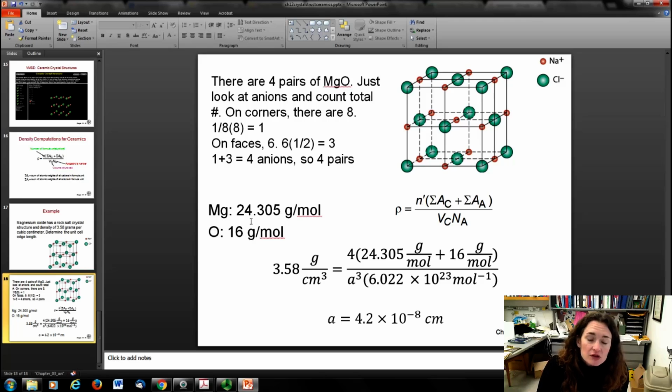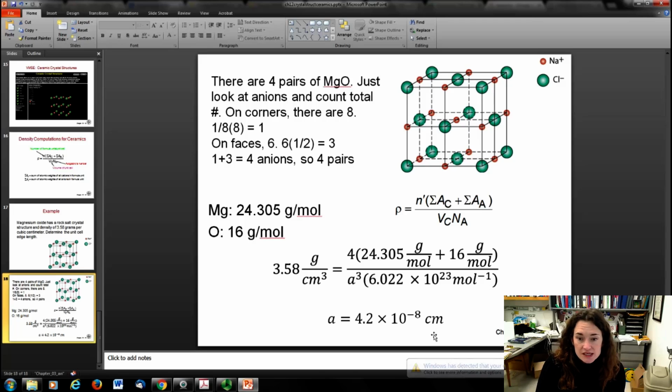Now, I would also look up on the periodic table what the atomic weights are for the constituents of the formula. So I have magnesium. Looking at the periodic table, I get 24.305 grams per mole for magnesium and 16 grams per mole for oxygen. So I'm going to sum that up inside my formula. So I have 4 times 24.305 plus 16, and then I'm going to divide by the volume of my unit cell, which is A cubed, and then divide by Avogadro's number there. When I do that and set it equal to the density, which is 3.58, I can then solve for A. And when I solve for A, I get 4.2 times 10 to the minus 8 centimeters for the size there.